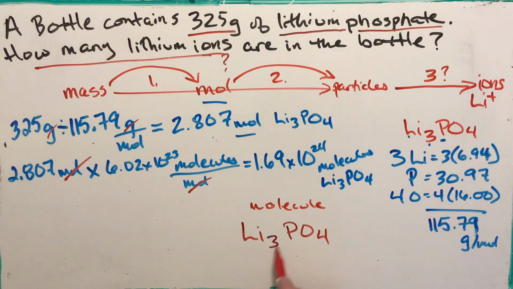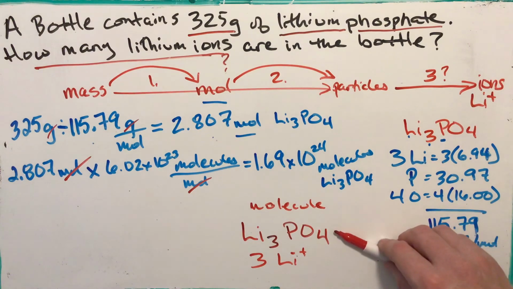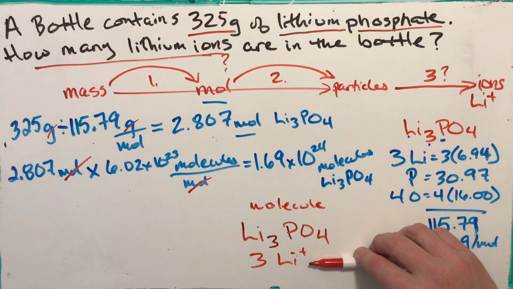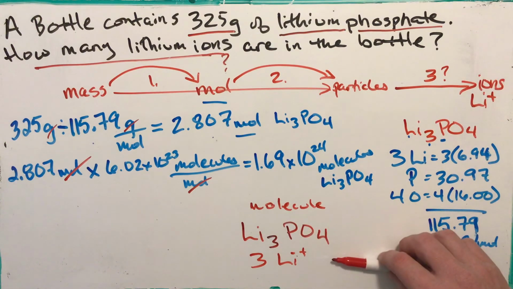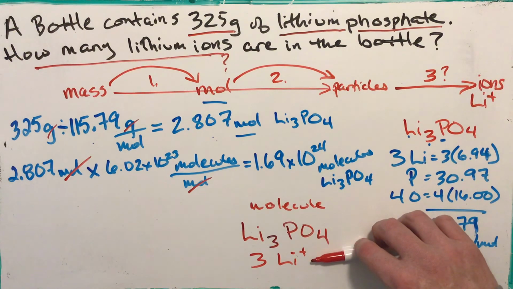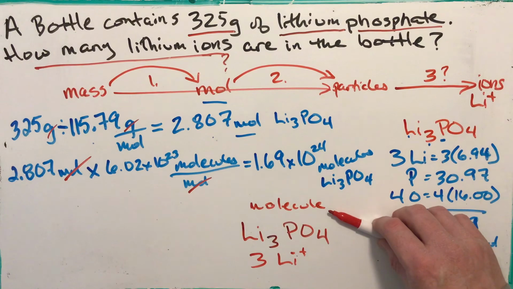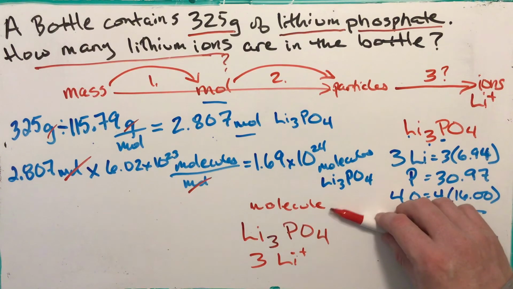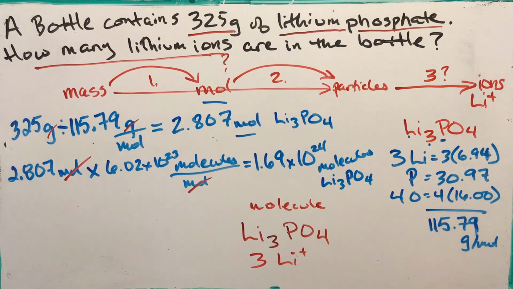How many lithiums do I need to make up that one molecule? I need 3. There's 3 lithium ions for every molecule. So if I have 1 molecule, I have 3 lithiums. If I have 2 molecules, I need 6, because there's 3 lithiums in every molecule. So I just multiply it. If I have 10 molecules, it's 30. If I have 50 molecules, I multiply that by 3, and 50 becomes 150 lithiums needed. If I have 100 molecules, I'll need 300 lithiums. You get the idea.